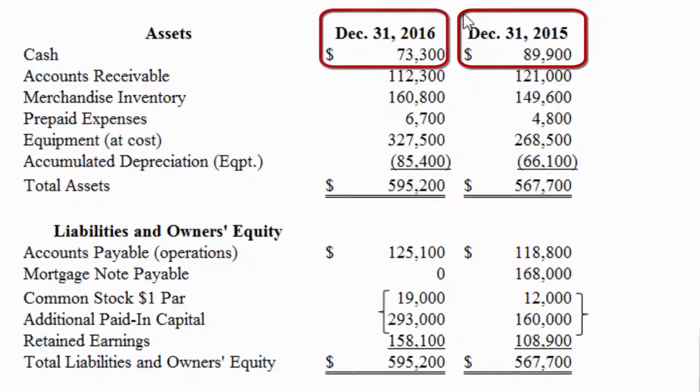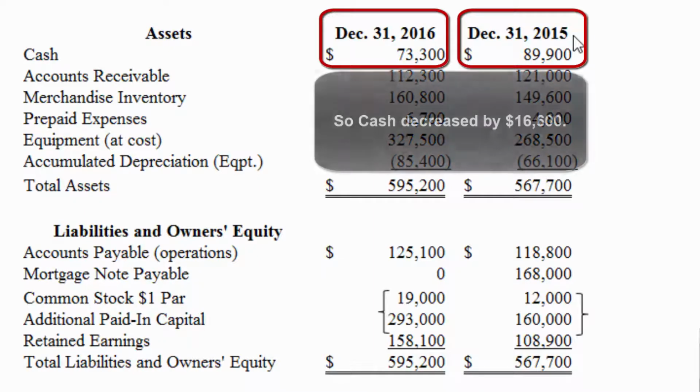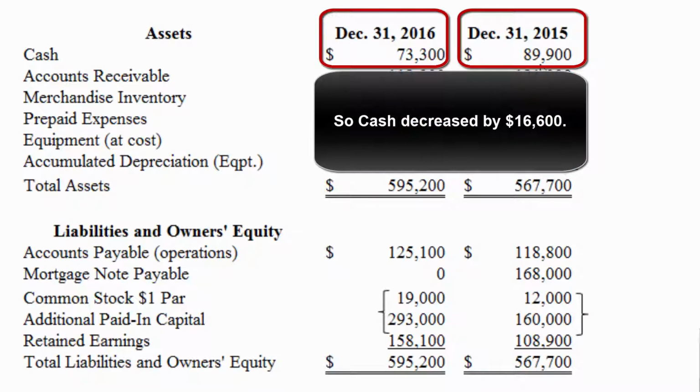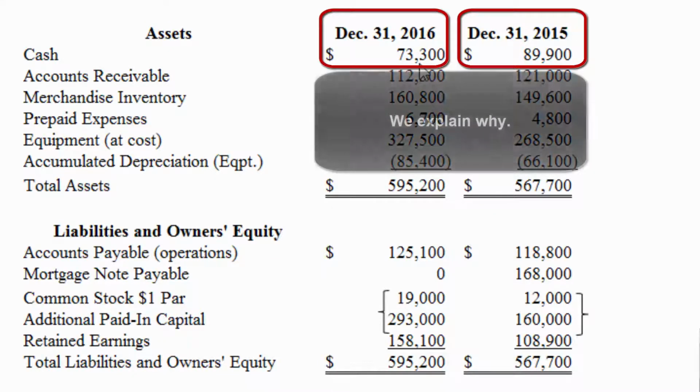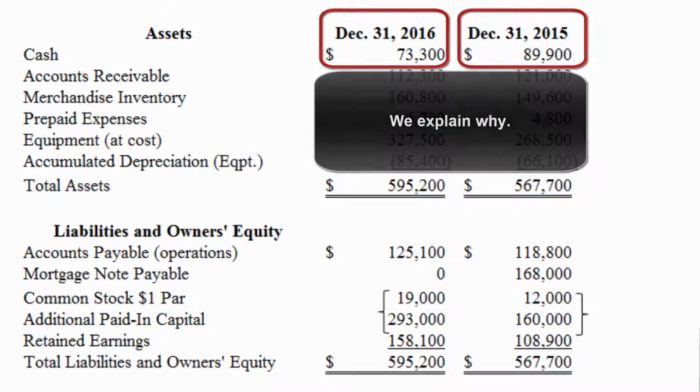Remember, in accounting, we write the most recent year closest to the account titles. So cash at the end of 2015, which is also the cash at the beginning of 2016, was $89,900. It went down to $73,300. Our job in the statement of cash flows is to explain why that happened.